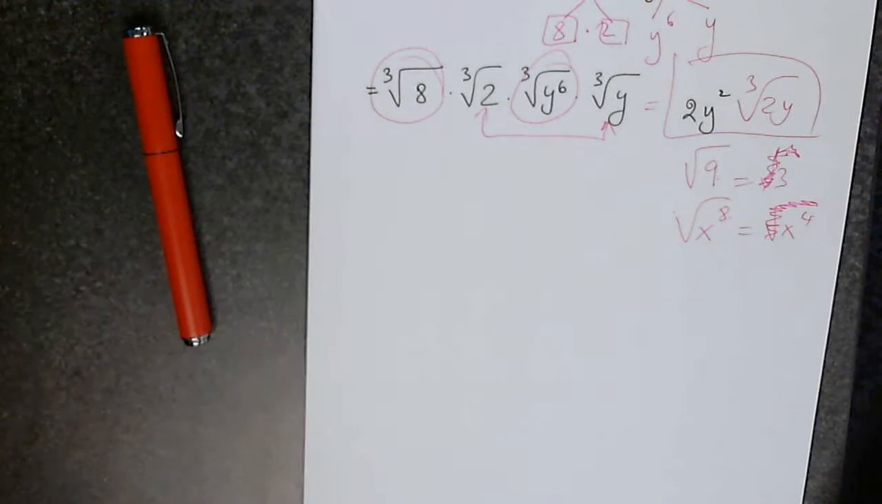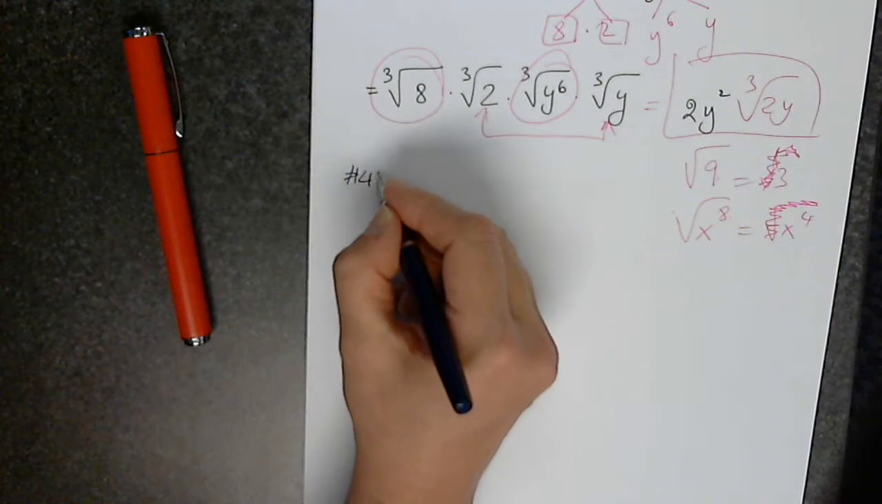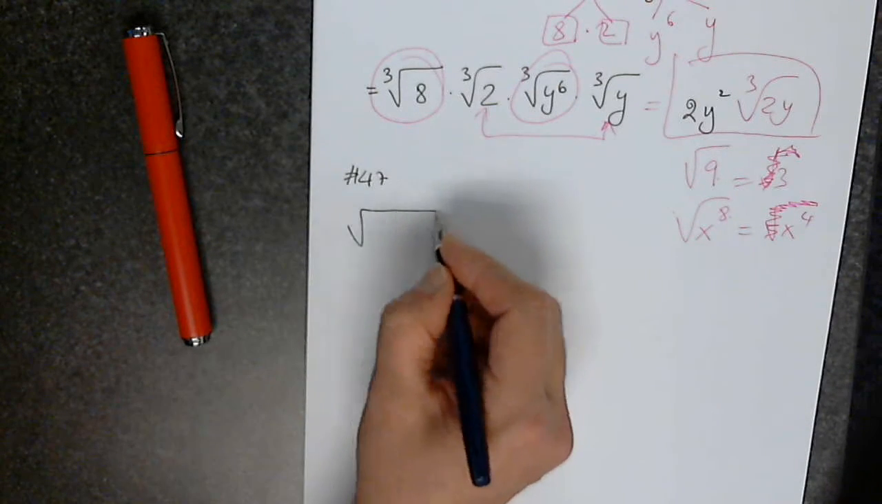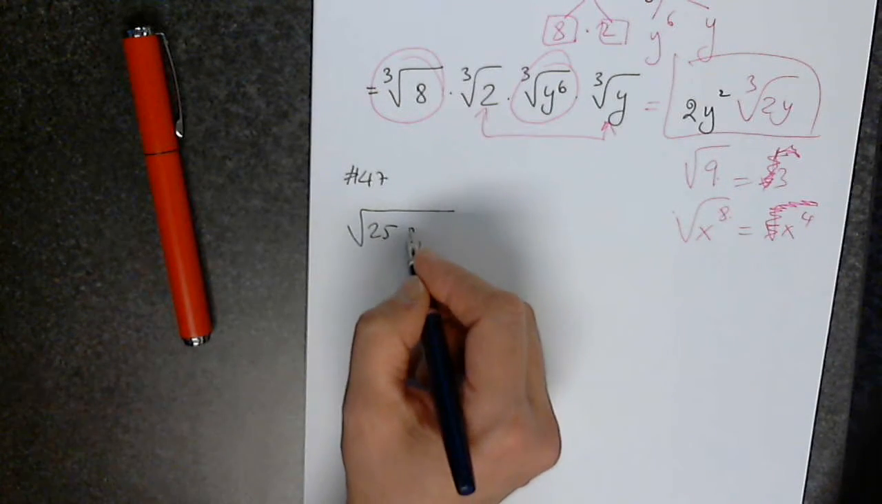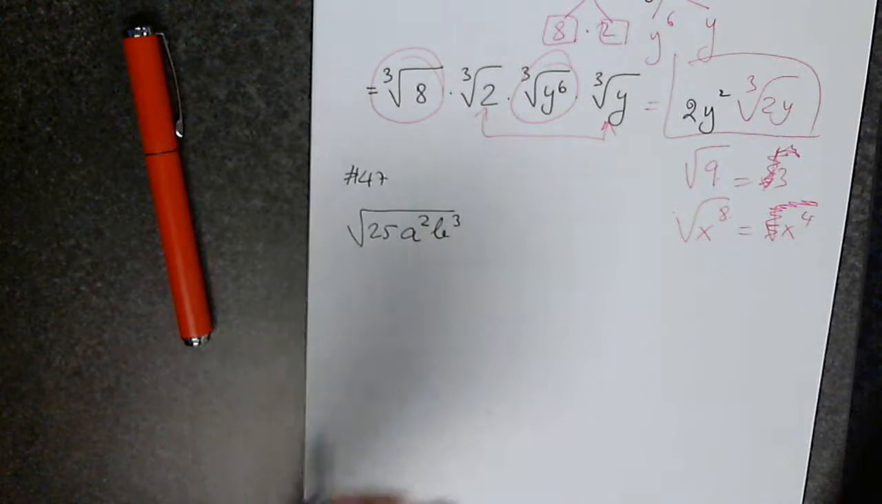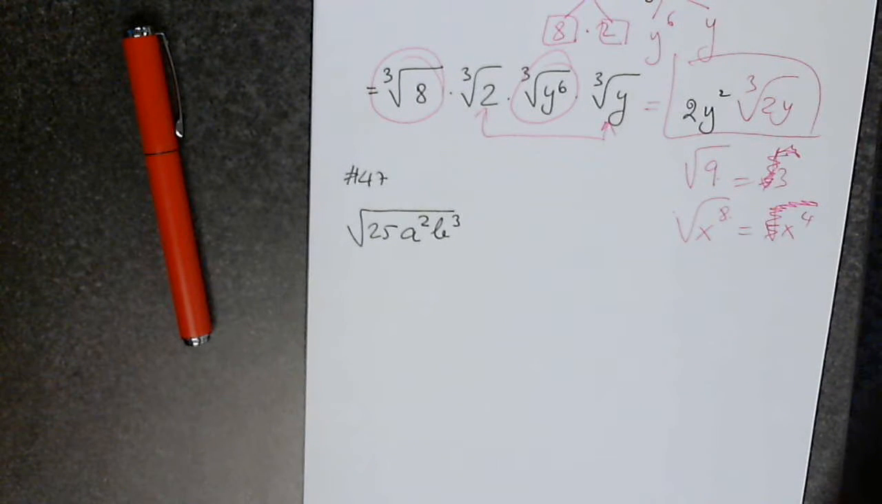And now I would like you to work on one. I promise, Jason, and I can't forget that. I promise. So the square root of 25, a squared, b to the 3rd. So let's work on this for a minute.